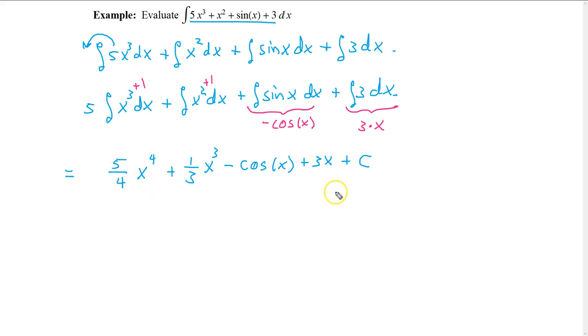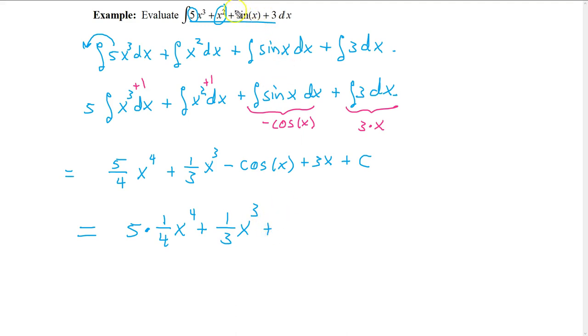And there's your answer. Now notice, once you get good enough at this, you don't have to write all that out in detail. You can just simply evaluate this by thinking of evaluating the antiderivative of 5x cubed first. Now the 5 is just a constant that hangs around, so you just have to write that as 5 times the antiderivative of x cubed, which is 1/4 x to the 4th, and then plus the antiderivative of x squared is going to be 1/3 x cubed.